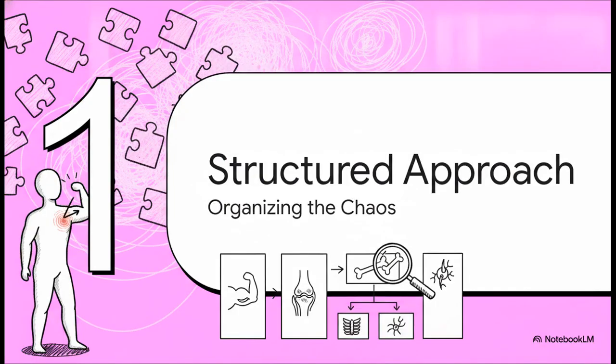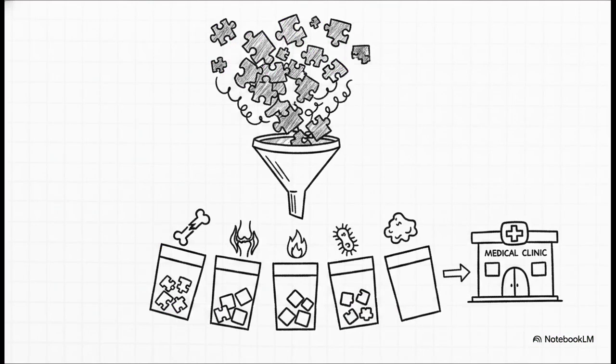Section 1. The structured approach. Let's organize the chaos. When a patient walks into your clinic in pain, it can honestly feel like a giant puzzle with 1,000 scattered pieces. But here's the thing. As an investigator, your immediate job isn't to magically know every rare one-in-a-million disease right off the bat. Actually, scratch that. Your real job is just to accurately classify the problem. That is the ultimate goal here.